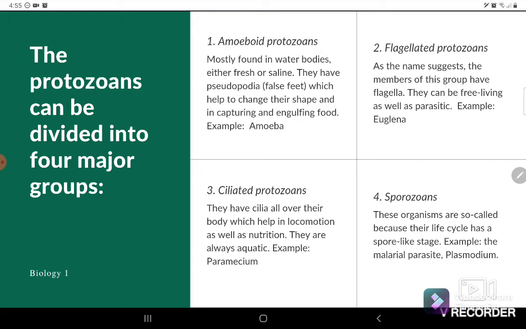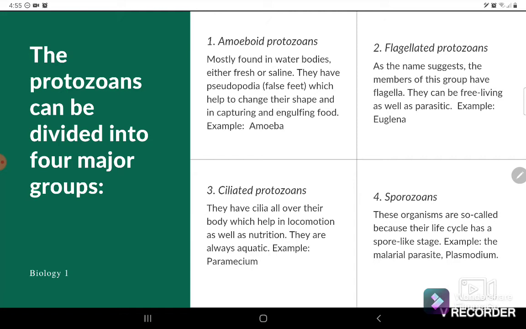Another group of protozoans is the sporozoans. These organisms are called sporozoans because their life cycle has a spore-like stage as they develop. An example of this is the malarial parasite, which is the Plasmodium. They are all parasites.